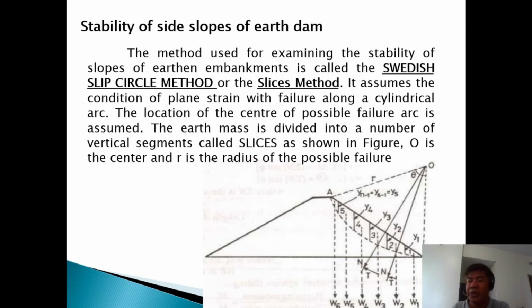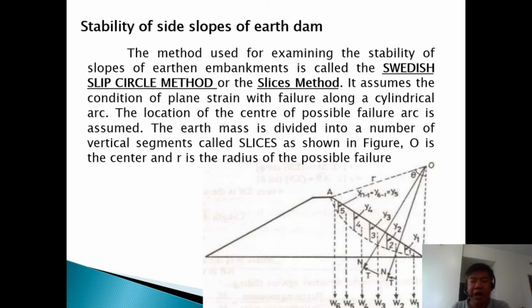Okay, so that's how simple it is during our college days. But of course, in the geotechnical part, it is not as simple as that. So we are computing the factor of safety in terms of the behavior of the soil in this critical slip surface. The location of the center of the possible failure arc is assumed. So this point O is an assumption.